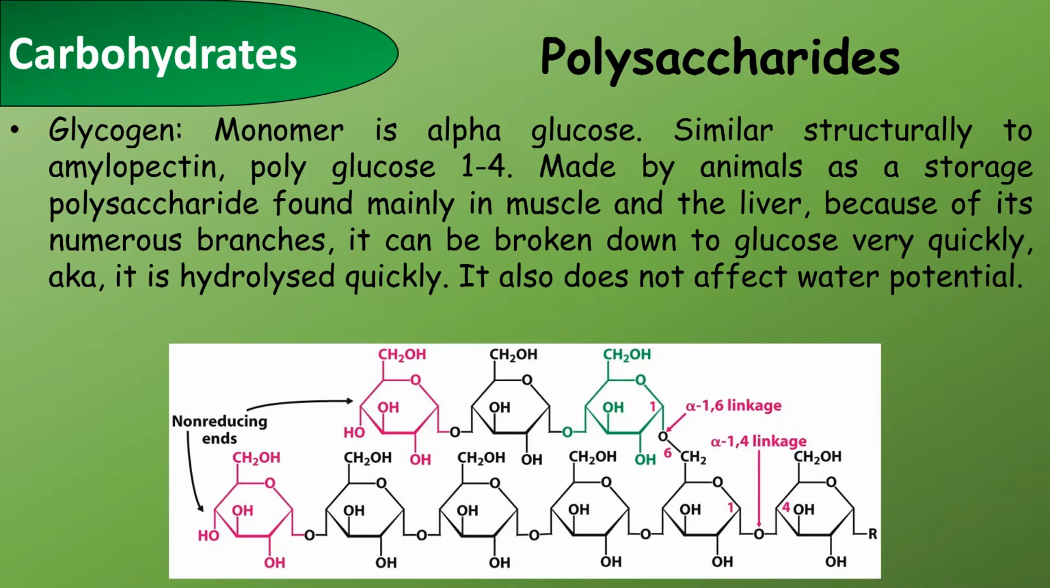Glycogen is a way that the body stores glucose in the liver. Its monomer is alpha-glucose. It's similar structurally to amylopectin, so it's a polyglucose 1,4. It is made by animals as a storage polysaccharide found mainly in muscle and liver. Because of its numerous branches, it can be broken down into glucose very quickly, so it can be hydrolyzed very quickly. It also does not affect water potential.